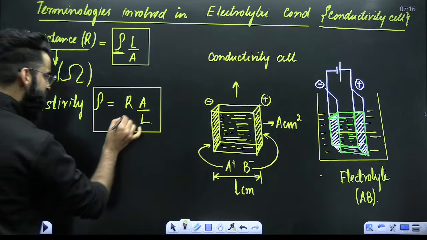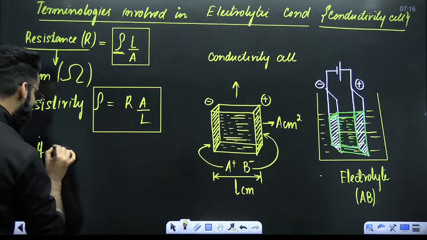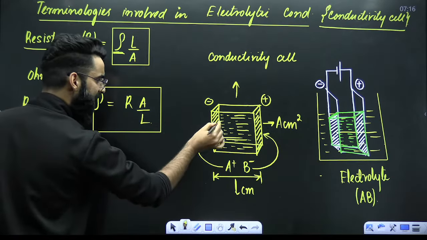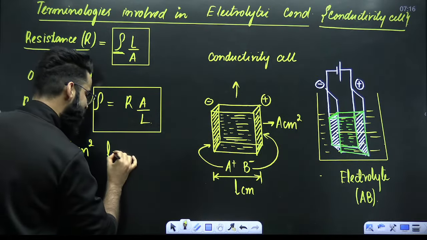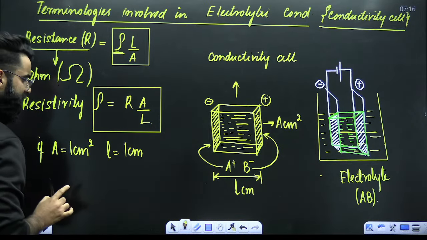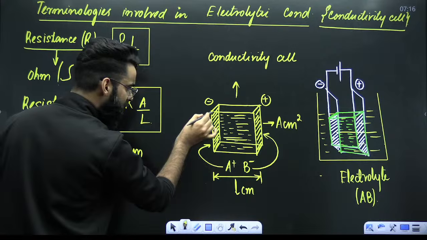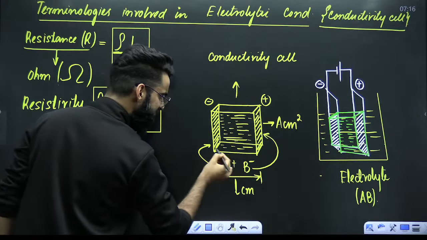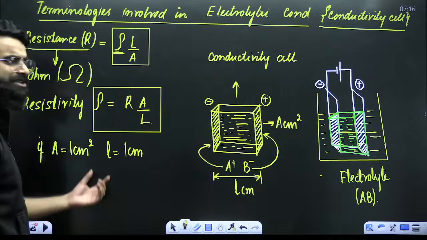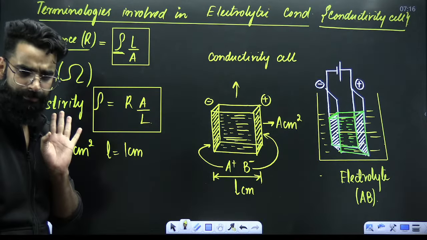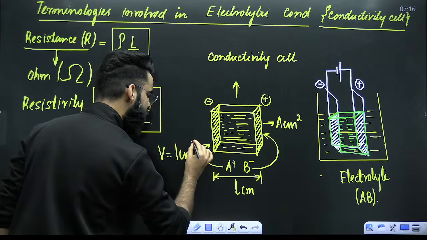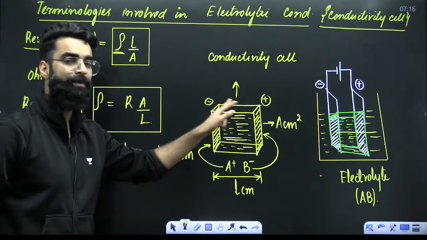Understand, my dear students, imagine that the area of the cross section A is 1 centimeter square. Imagine that the distance between the electrodes is 1 centimeter, right? If this cross section area is 1 centimeter square and the distance between them is 1 centimeter, can you let me know what will be the volume of this cube? Volume of this cube will be 1 centimeter cube.